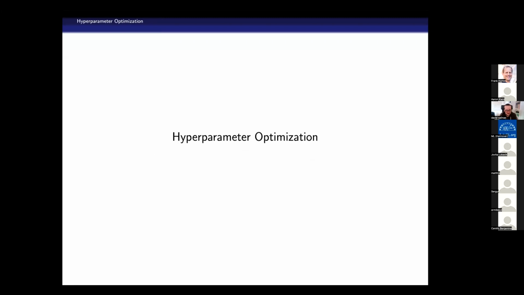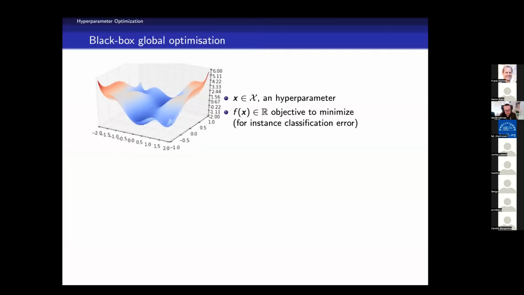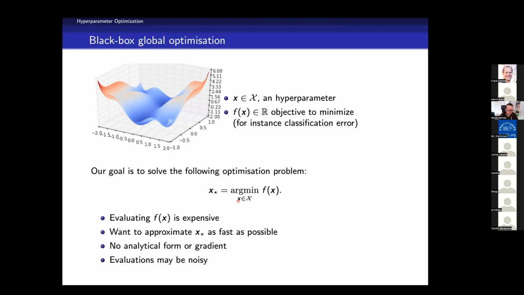So hyperparameter optimization. We all know what it's about: tuning all those knobs. Formally, we have a hyperparameter x and a function that takes this hyperparameter, an objective that we want to minimize. For instance, to train a neural network, there are some hyperparameters and we want to find the best ones. The caveat is that evaluating f is expensive, and probably we don't have gradients. So we are okay approximating the solution as fast as possible.